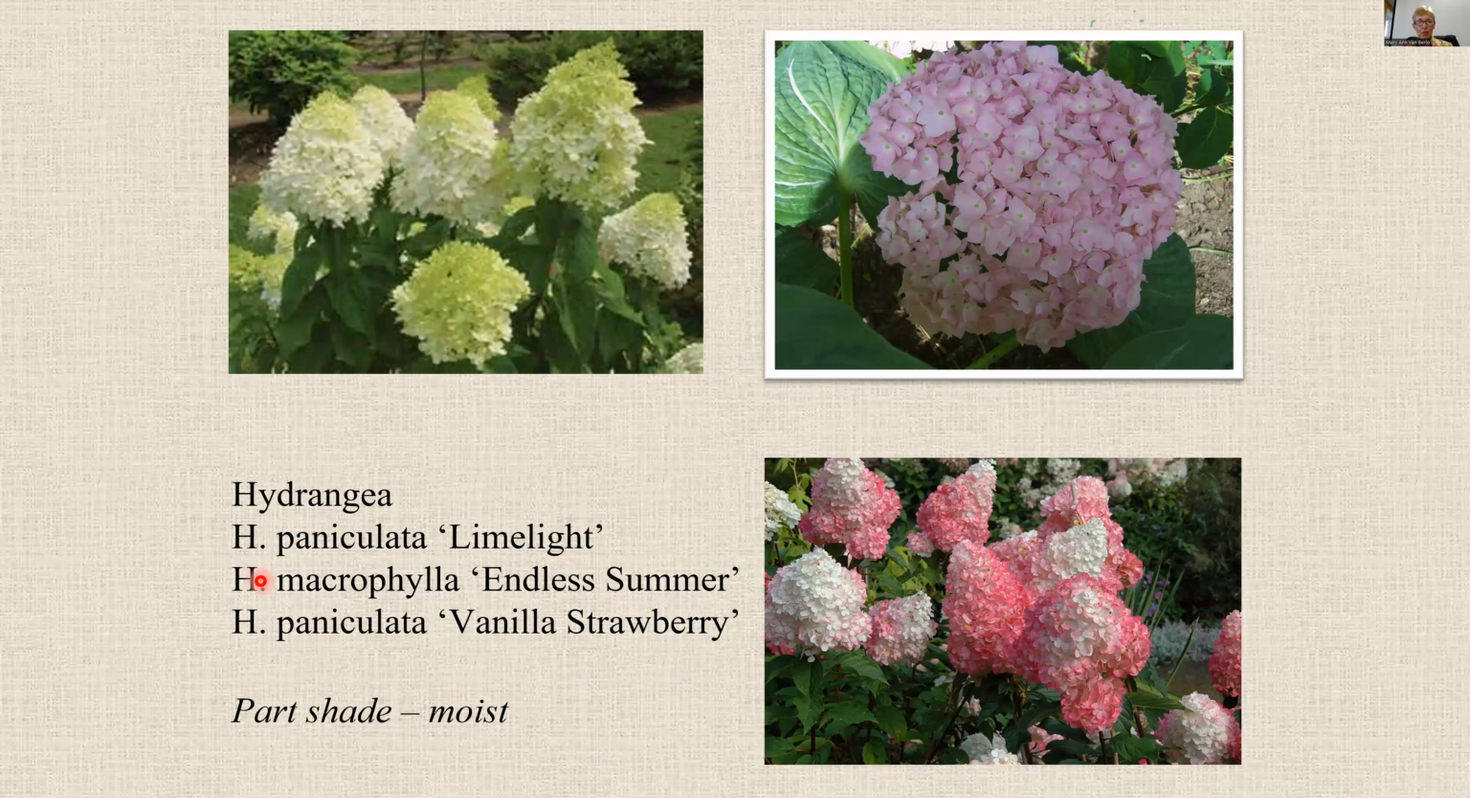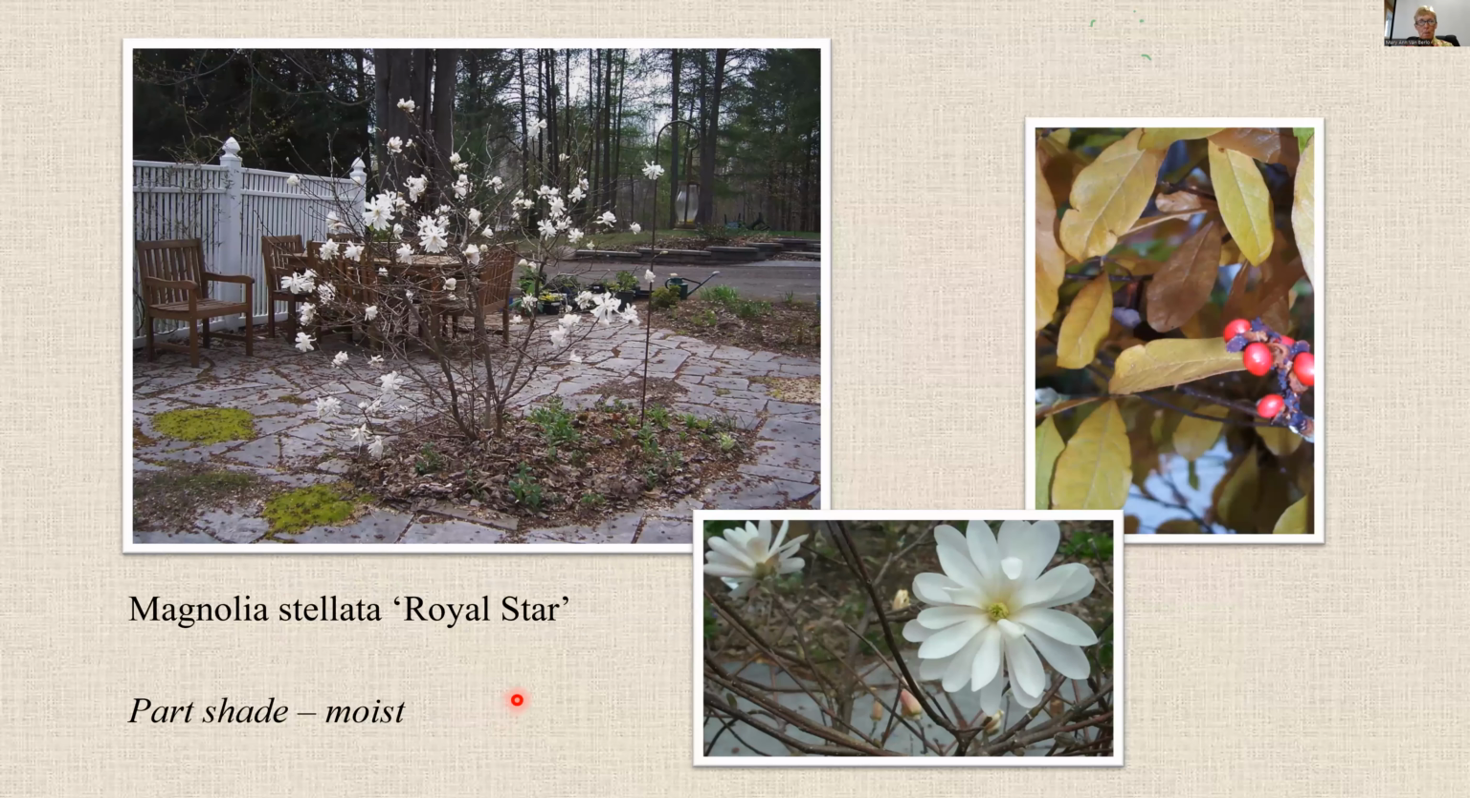Now, Hydrangea Macrophylla, so this Endless Summer variety, they're the ones that will change color with the acidity of the soil. So it'll be pink if you have alkaline soil and blue if you have acidic soil. But it's the only hydrangea that does that color change. So they like part shade and moisture. And of course, there's a variety of heights for these because of the different cultivars.